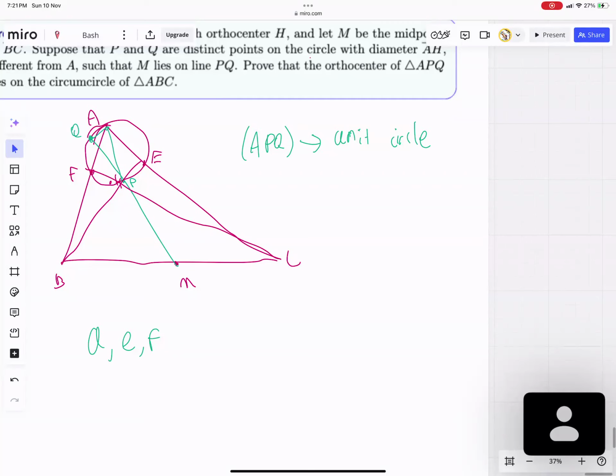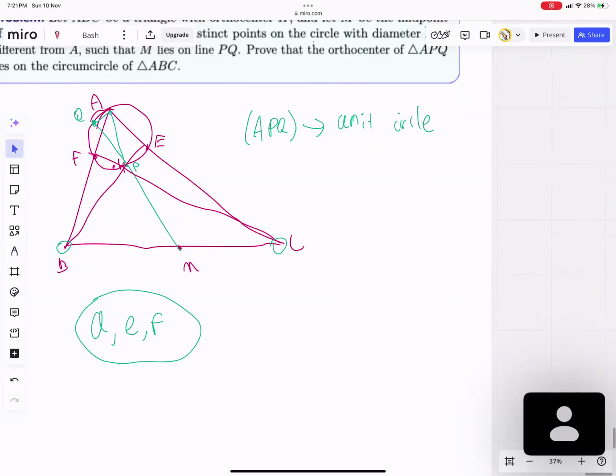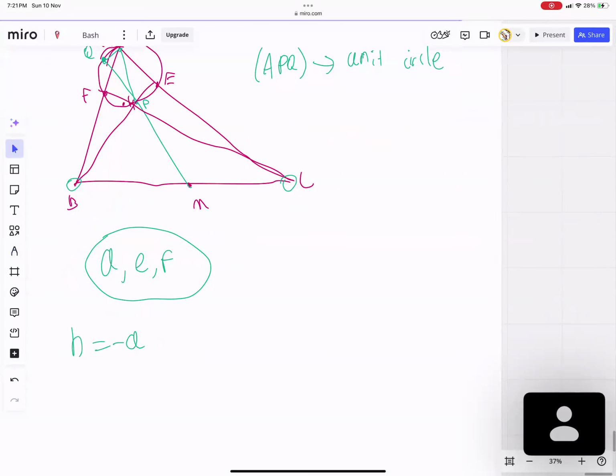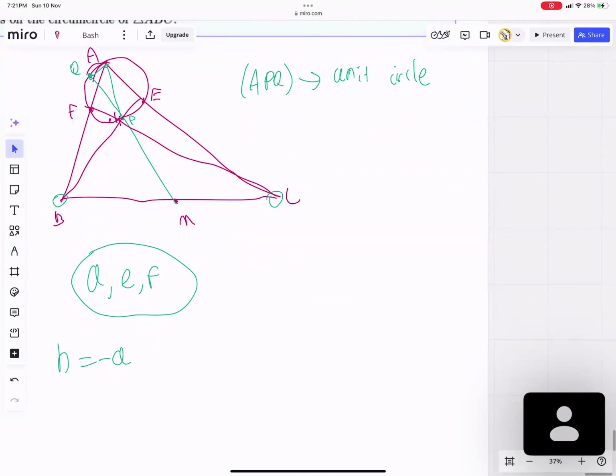Now, how will we get M? We know B and C coordinates from that theorem you gave earlier. We're trying to do everything in terms of A, E, and F. So we want to find B and C coordinates, we'll have to write down equations. And H is just minus A in that unit circle. So that's H is equal to minus E. Actually, I don't remember any formulas, so I'm finding it a little difficult.